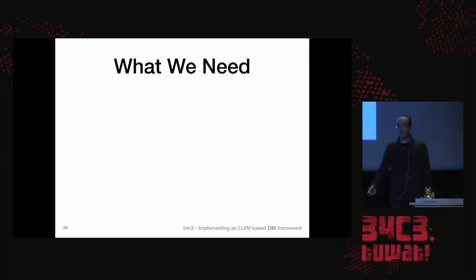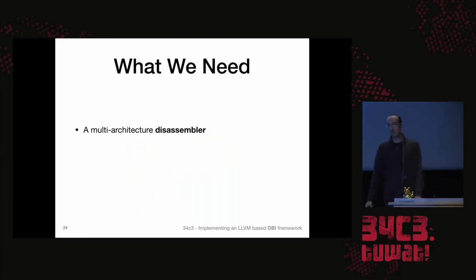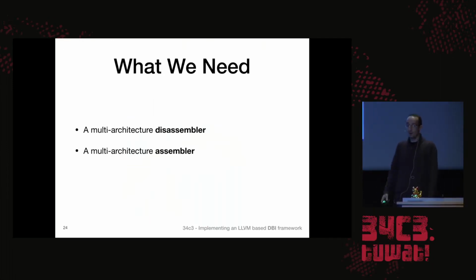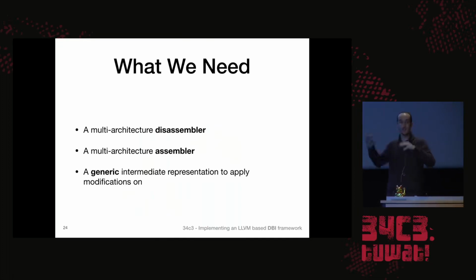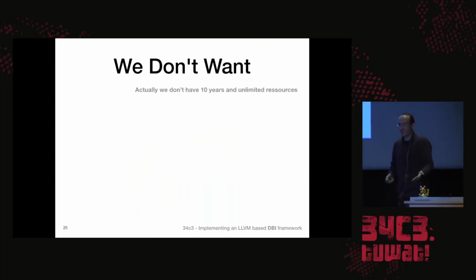So what do we need, in fact? Very, very simple things. We need a multi-architecture disassembler. And we also need a multi-architecture assembler. And if possible, it should also be cross-platform, please. And we need some kind of intermediate representation to work on, and this representation should be a link between the disassembler and the assembler. So these requirements were quite strong.